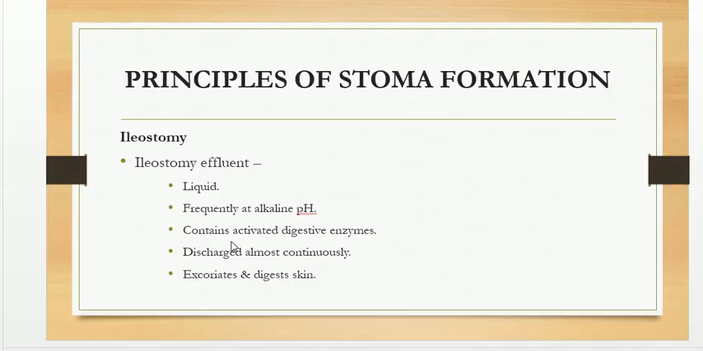When we make an ileostomy, we must know that the ileostomy effluent, whatever comes out of the ileostomy, is liquid, frequently at alkaline pH, and contains activated digestive enzymes, discharged almost continuously. This effluent excoriates and digests the skin, causing a rash around the ileostomy. We should know this before making the stoma, so that we can construct the ileostomy in a way that these complications do not occur.